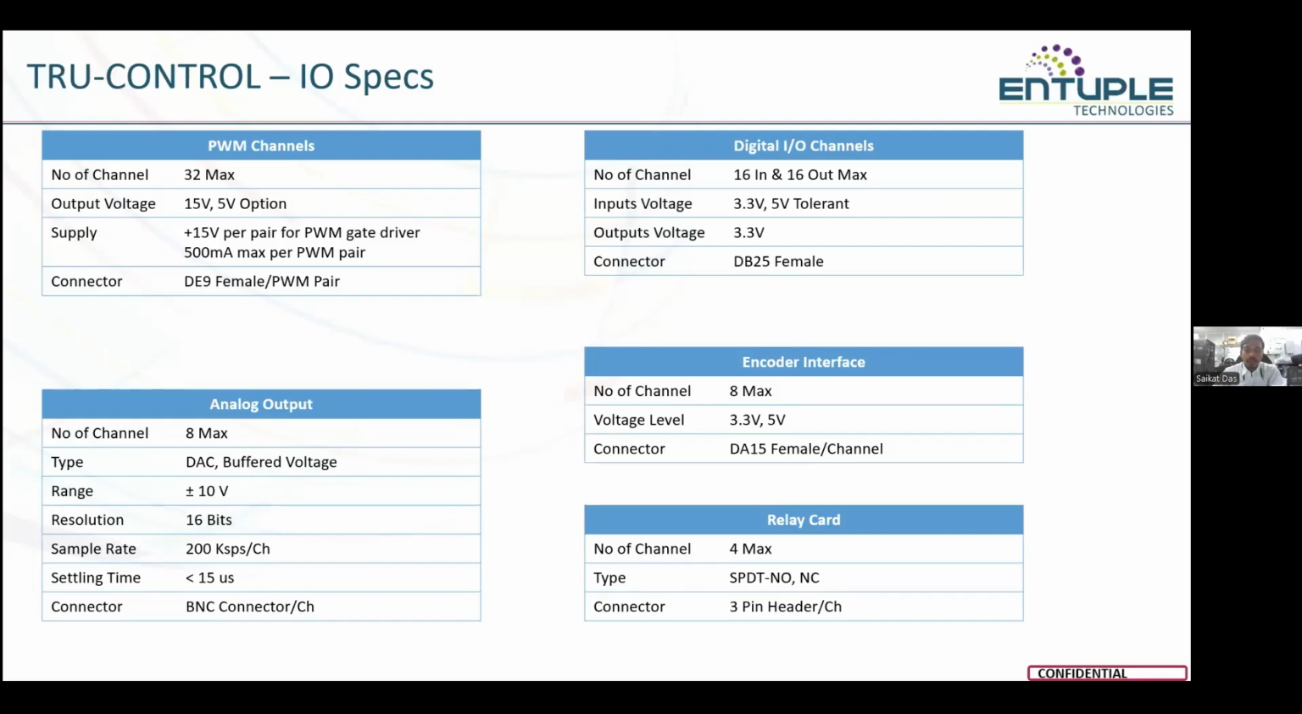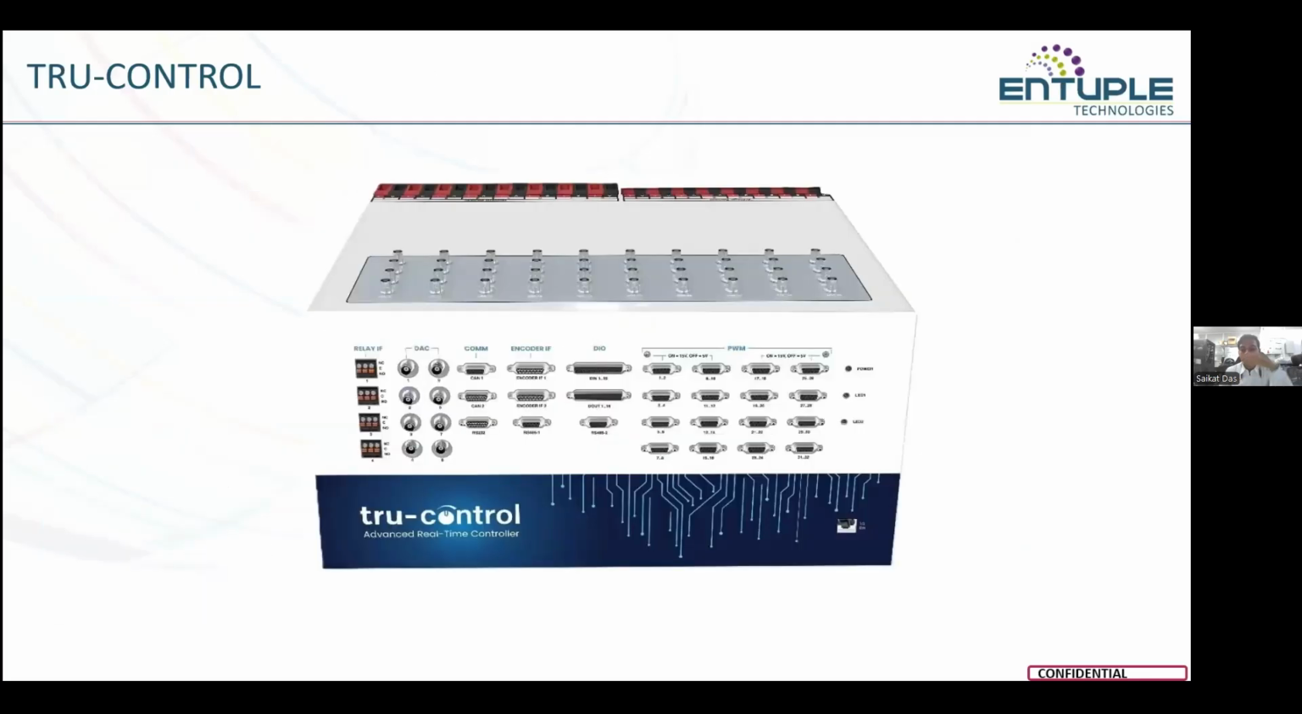Then we also provide encoder and relay interfaces. The encoder is generally used for drive applications where we want to estimate the rotor position of the motor by using Hall sensors or encoders. That is why we provide the encoder interface. We also provide a relay interface if the user wants to use it for external protection of hardware by connecting to an external contactor or circuit breaker. So this is the controller overview.